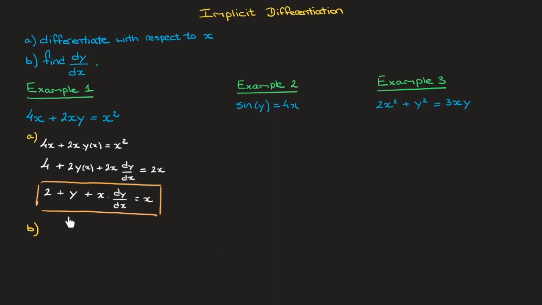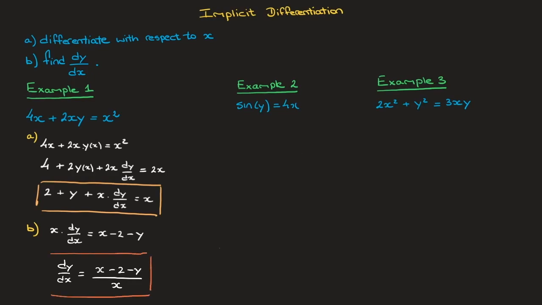Well, for that, we start from the expression we just found and we rearrange it to make dy dx the subject. So let's see, I need to get rid of this 2 and this y on the left-hand side, and for that I subtract 2 and y from both sides of this expression, which quickly leads us to x times dy dx equals x minus 2 minus y. Finally, dividing both sides of this expression by x, we find that dy dx is equal to x minus 2 minus y, all of which is written over x. And that's the answer. We've now found dy dx.